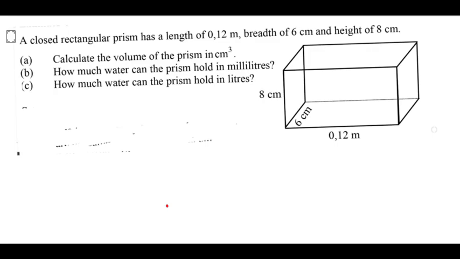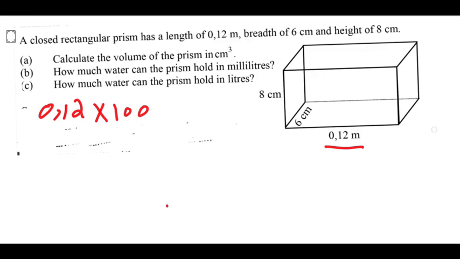Now the question says a closed rectangular prism has a length of 0,12 meter, breadth of 6 centimeter and height of 8 centimeter. Calculate the volume of the prism in centimeter cube. Now obviously we have to convert into one unit, so I'm going to convert to centimeters. So I solve this question. 0,12 meter I'm gonna convert into centimeter.